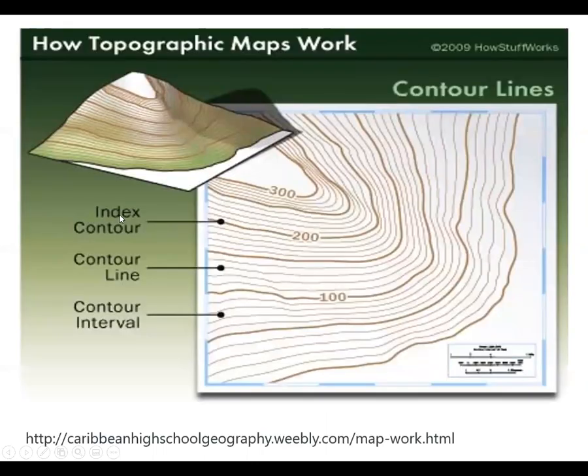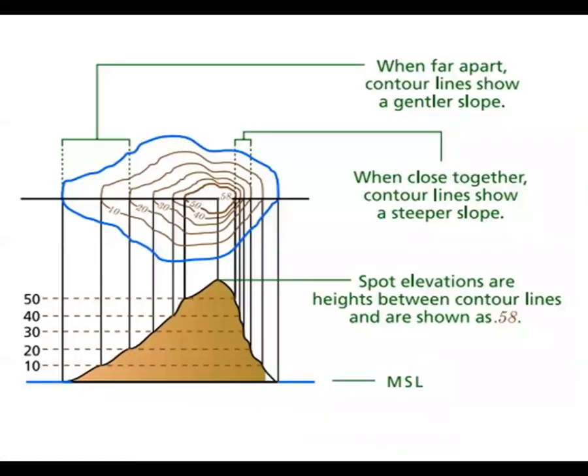So this is how topographic maps look like. This is a topographic map, at least a part of a topographic map, showing this land feature here. A topographic map is mostly made up of contour lines. The lines that you see here are called contour lines, and we'll be learning more about these contour lines as we proceed.